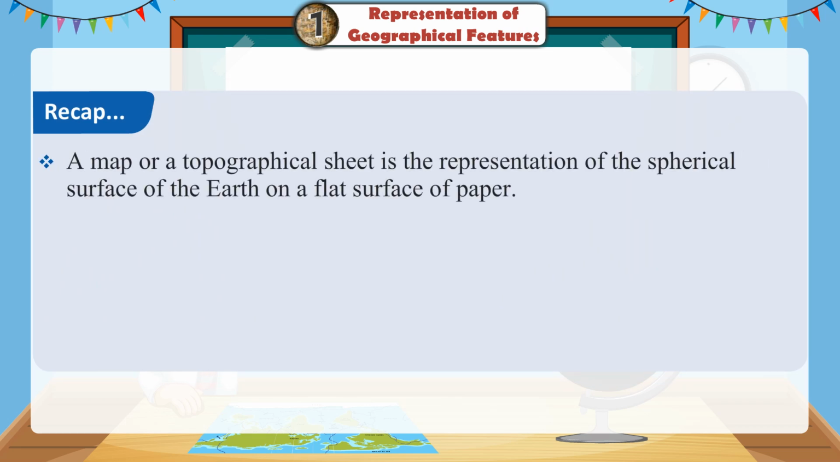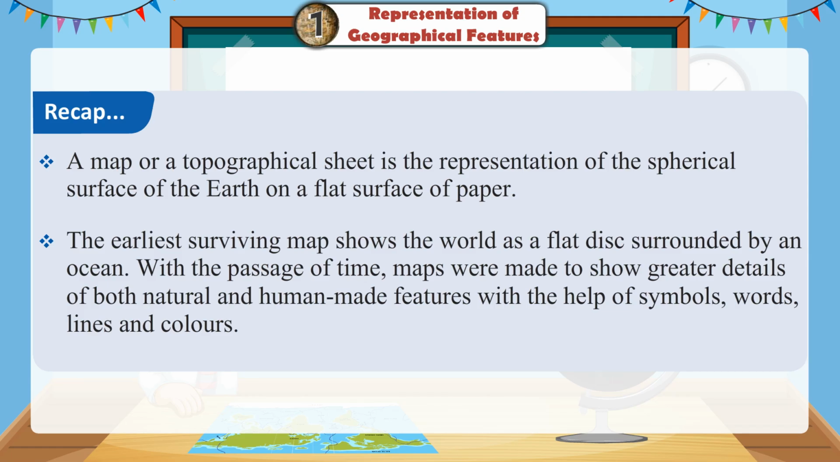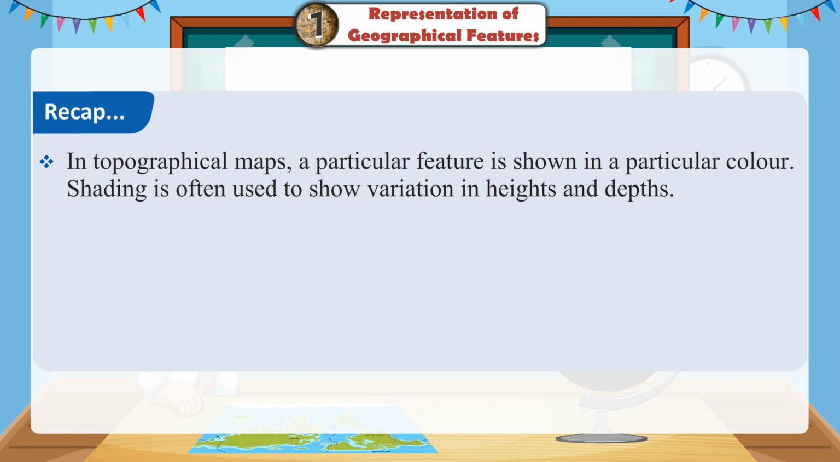Recap: a map or a topographical sheet is the representation of the spherical surface of the earth on a flat surface of paper. The earliest surviving map shows the world as a flat disk surrounded by an ocean. With the passage of time, maps were made to show greater details of both natural and human-made features with the help of symbols, words, lines, and colors. In topographical maps, a particular feature is shown in a particular color. Shading is often used to show variation in heights and depth.